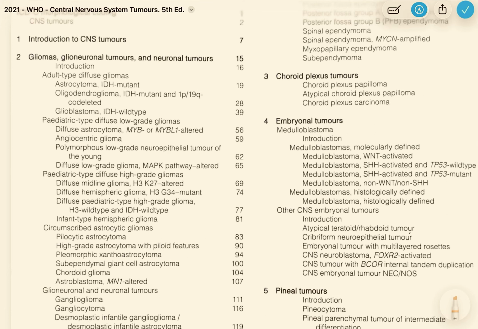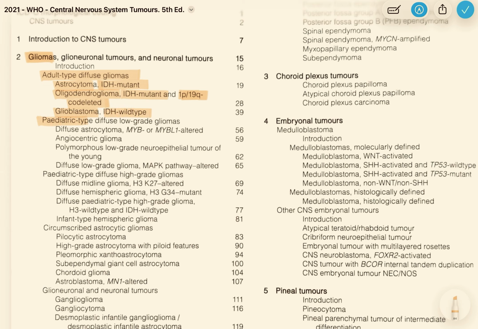Hey everyone, let's talk about the WHO classification of central nervous system tumors. So first up we have gliomas, in which there are adult type diffuse gliomas, in which we have astrocytoma, IDH mutant, oligodendroglioma, IDH mutant and 1p/19q co-deleted, and glioblastoma, IDH wild type.